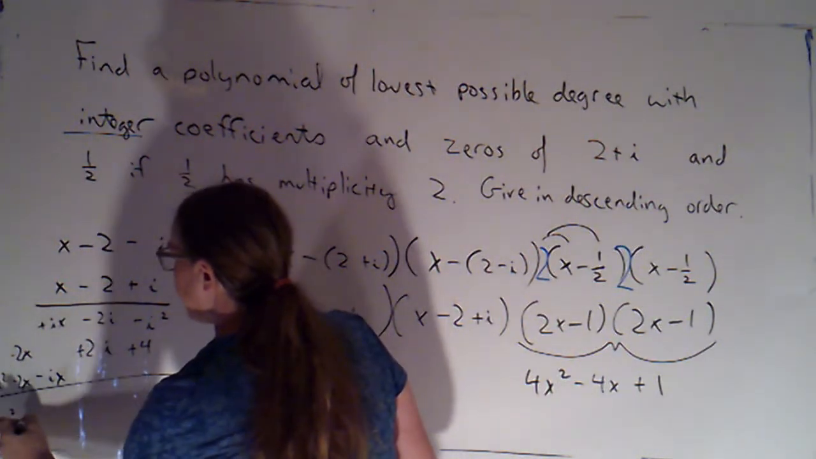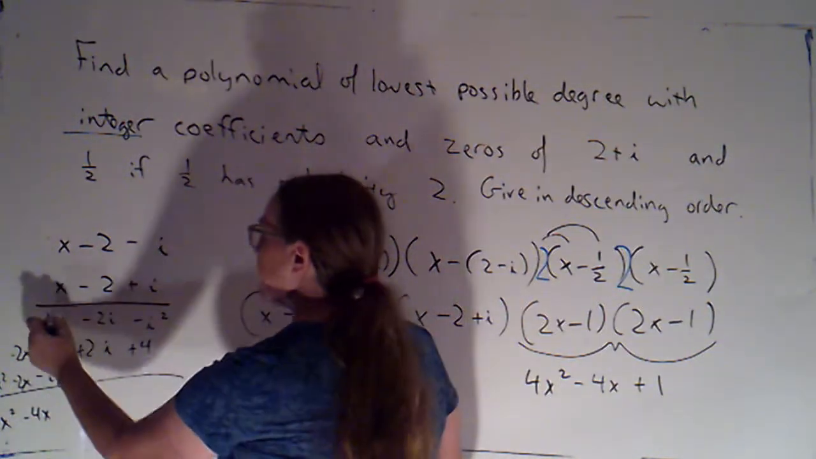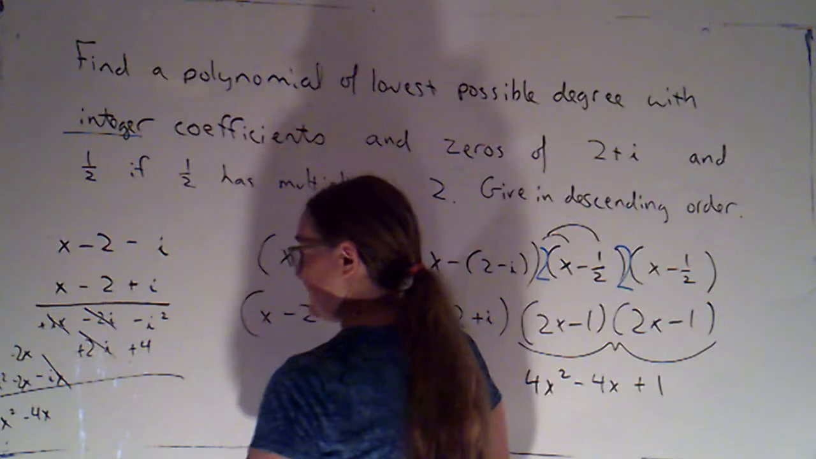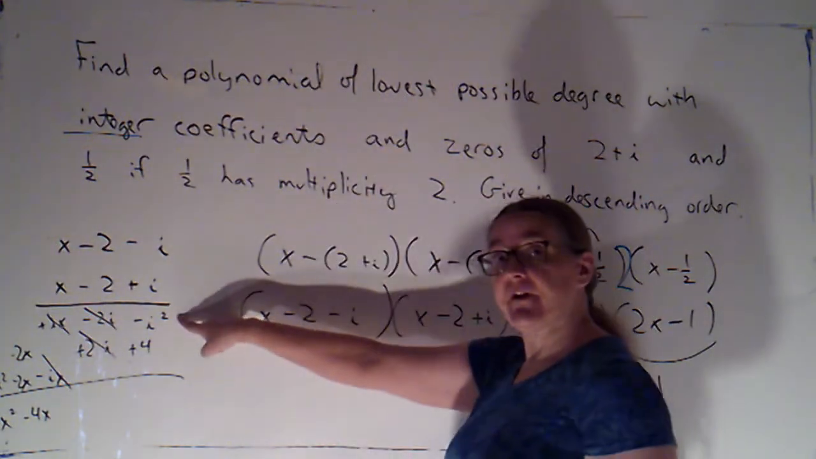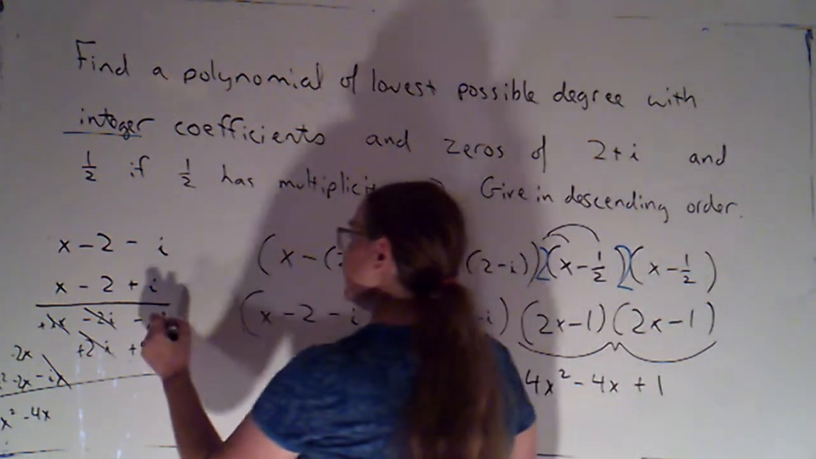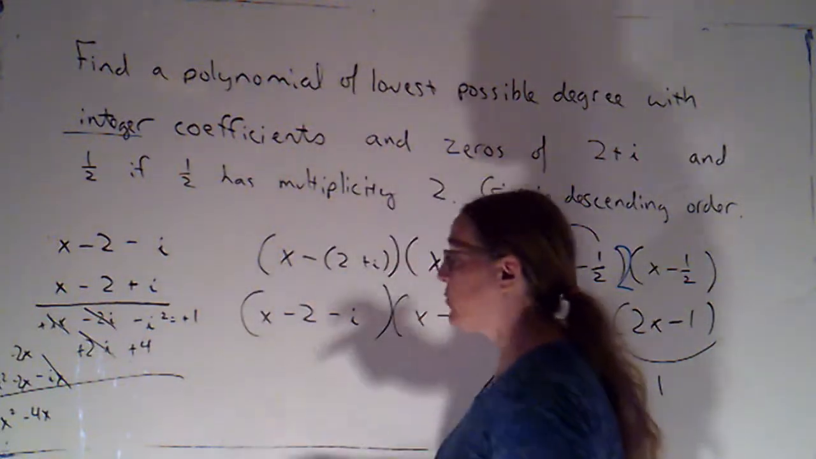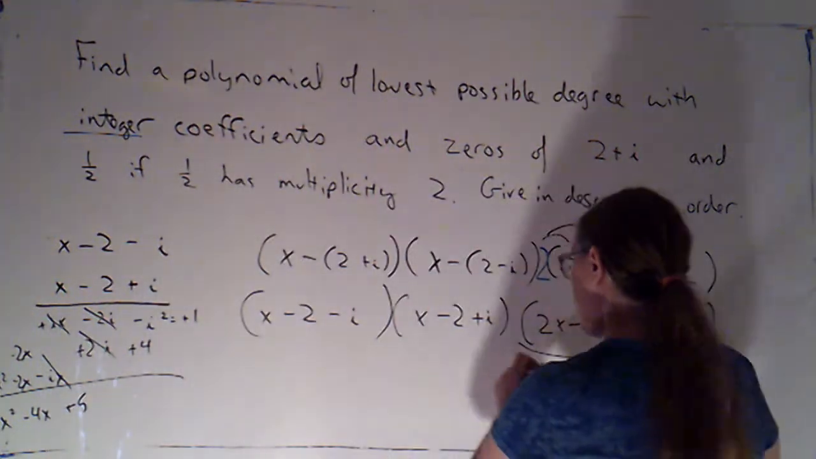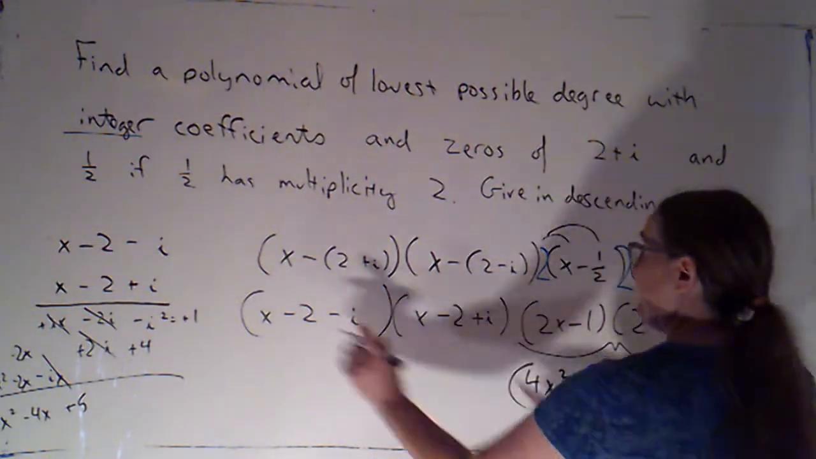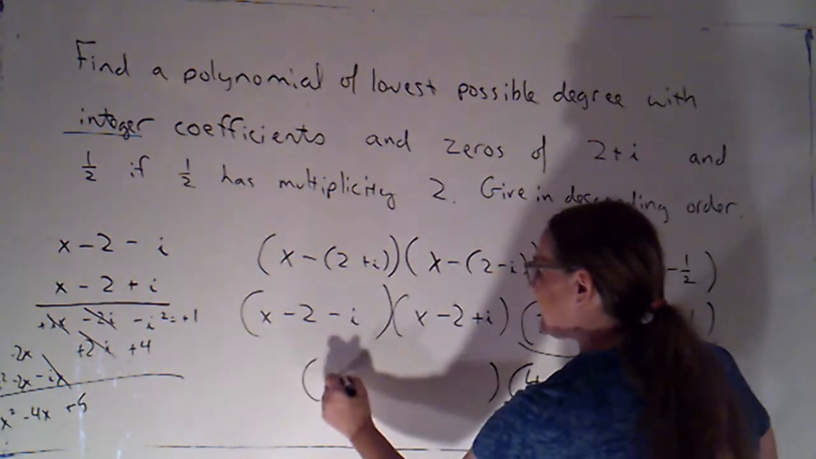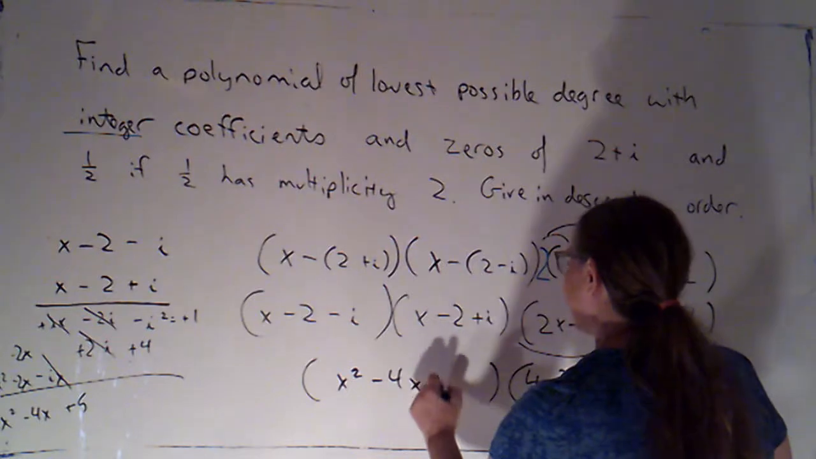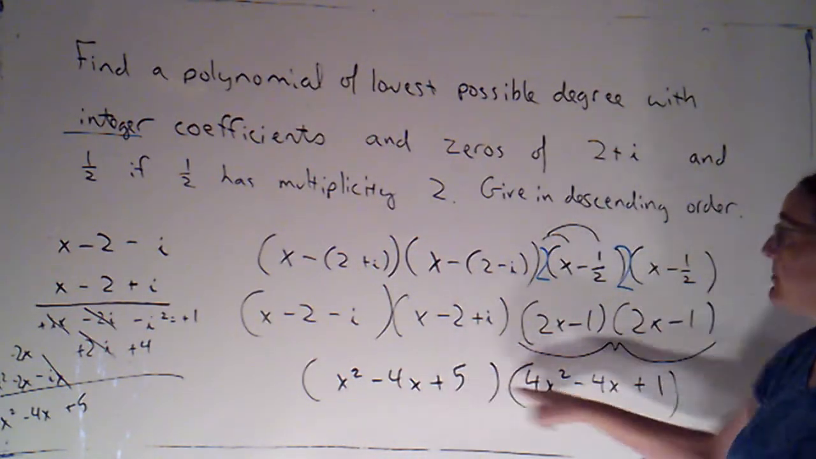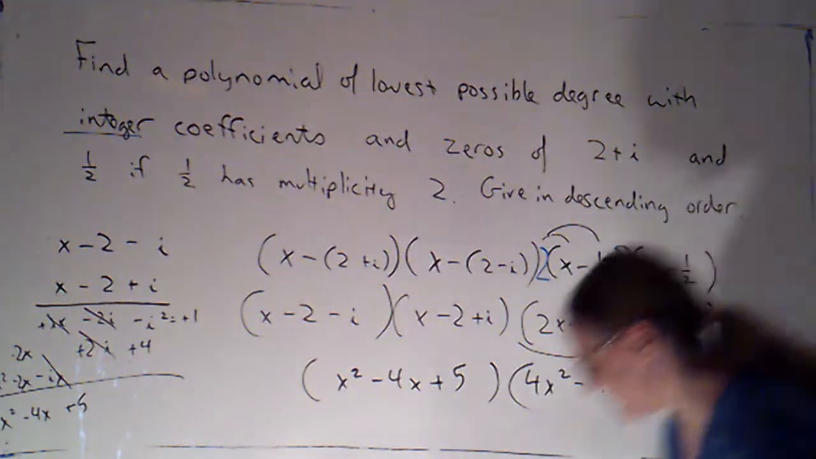So we'll have x squared minus 4x. The i's times x cancel. The i's cancel. Negative i squared, that's the opposite of negative 1, so that's just a plus 1. 4 plus 1 would give me 5. So I can write these two as being x squared minus 4x plus 5. And now I just need to multiply this out.